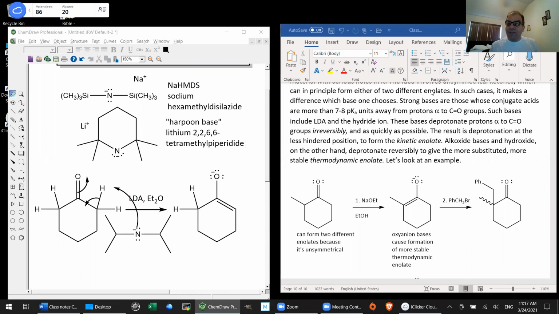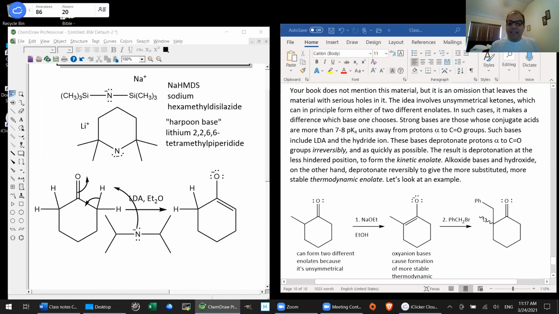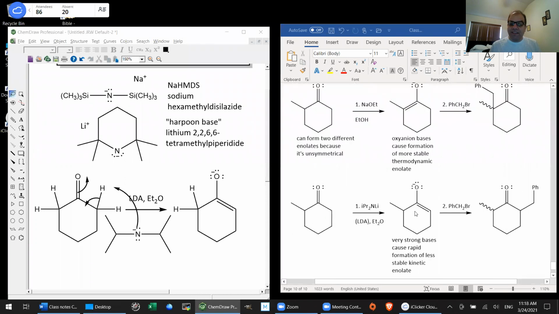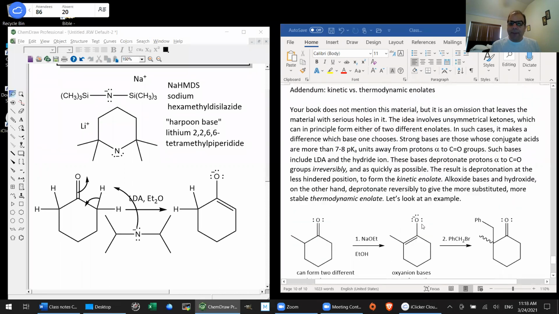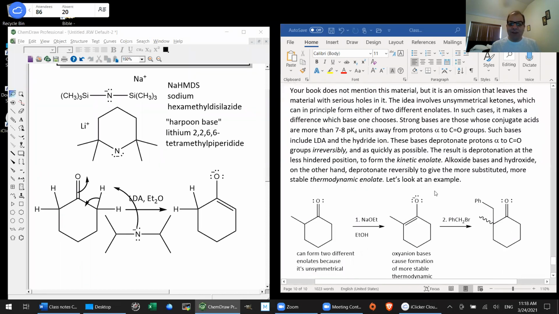Well, then it depends which kind of base you use. So the idea is when you've got an unsymmetrical ketone or aldehyde, then it's going to make a difference which base you use because you can get two different enolates. In this case, one would look like this and the other like that. And lo and behold, I know you're all going to be thrilled about this. This is another one of those cases where you run into kinetic versus thermodynamic control. And again, the way you control that is by which base you choose.